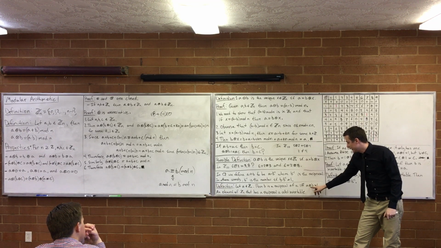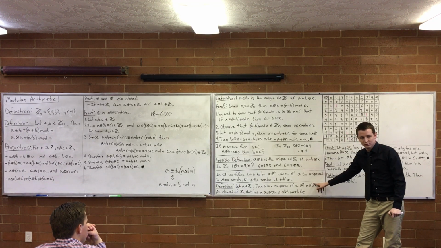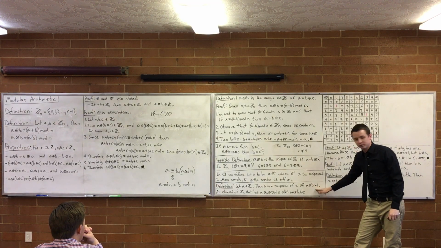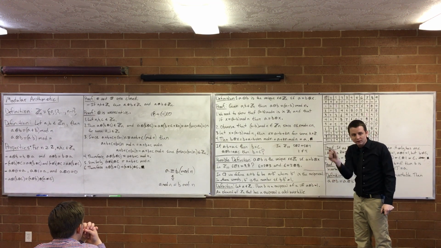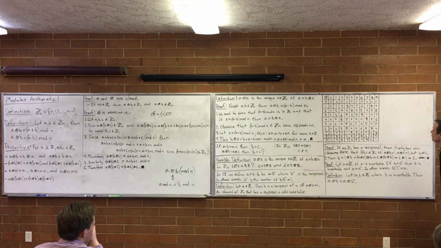Why did I do A times B here? Because there might be multiple B's that make this true. Later on, we're going to prove that there's only one, and we're going to call that special B A to the power of negative 1. Okay.